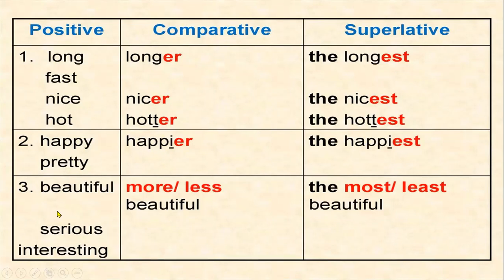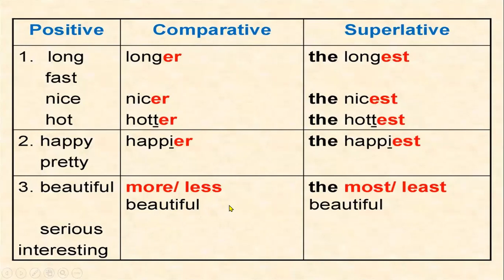And look at this word. In English, there are adjectives which have more than 2 syllables. We don't use ER and EST endings for comparative and superlative degrees, but we use the words more or the most. For example, beautiful. There are 3 syllables, yes? So we use more beautiful or less beautiful and the most or the least beautiful. There are words like serious, interesting, careful, dangerous, etc. So for them, we use the word more or less.